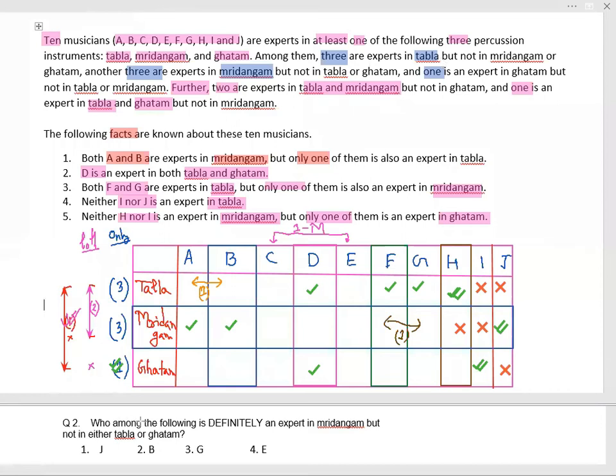Second question: who among the following is definitely an expert in mridangam, but not in either tabla or gatham? That means definitely an expert in mridangam, it needs to be a double tick in mridangam, and we have already seen that the double tick in mridangam appears for J. That means my second question's answer goes to J, option E.